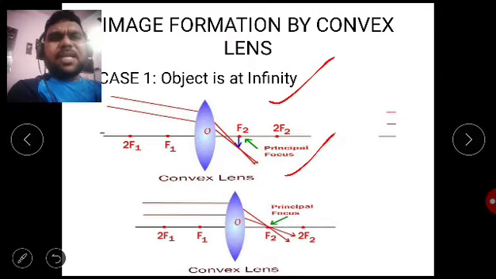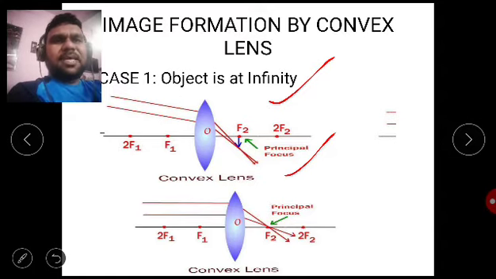In this case, when object is at infinity, you see that parallel rays of light are coming at different angles to the principal axis. So there will be a locus of points along the principal focus. That plane will be called the focal plane. When object is at infinity, the image will be formed at principal focus or second focus. There will be a set of points like this, and they all will lie on a plane known as the focal plane. So we will move to the next case.